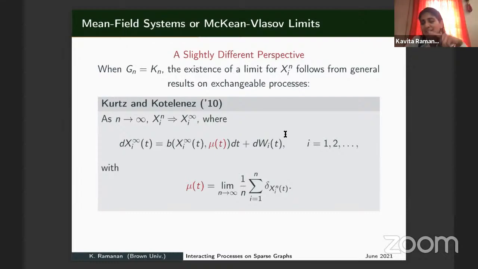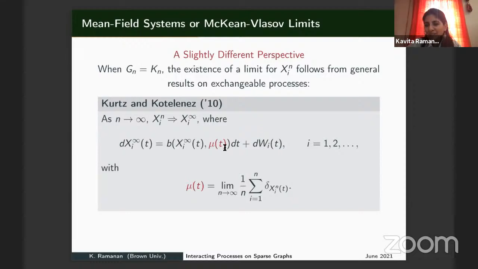Now for this, Omer, I am assuming that it's the same f, or the same b, for every v, right? So now you have complete exchangeability. And so if you have exchangeability, you can, from very general results, say that you will have this limit: X^{i,N} converges to some X^{i,∞}, and this limit exists, where X^∞ is this infinite system of SDEs driven by this μ_t.